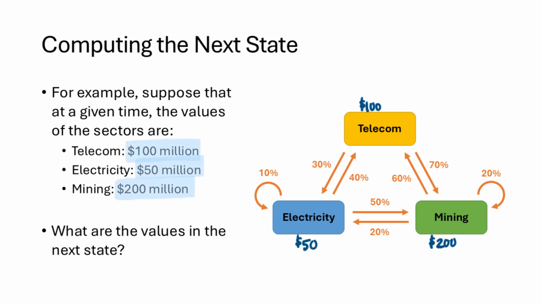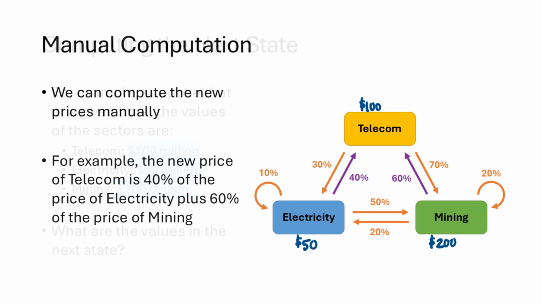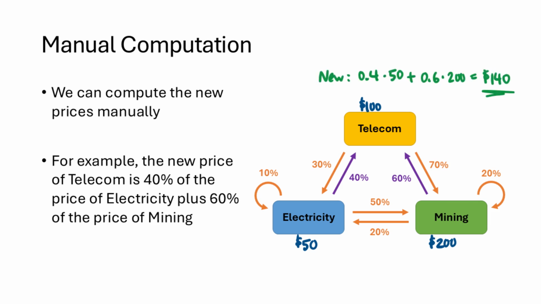So we take these values and we apply them to the three sectors. And now let's compute the new value of the telecom sector. What we can see from these arrows is that the new telecom sector is going to be 40% of the value of electricity plus 60% of the value of mining. We compute that to figure out the new value of the telecom sector being $140 million.